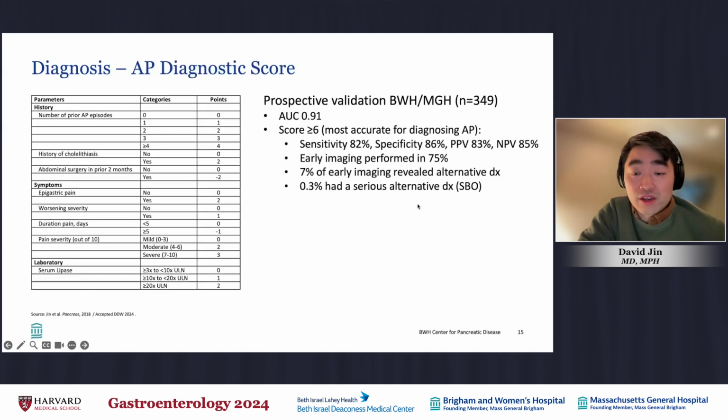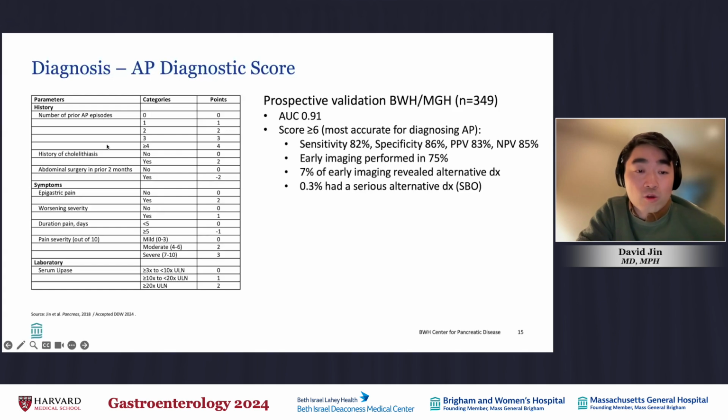So this is actually an area of research for me and our group. And this is one potential option or tool that we've developed to help diagnose pancreatitis without resorting to early confirmatory CT imaging. It's a diagnostic score we derived using patients at the Brigham, and one we've recently prospectively validated using patients at Brigham and MGH.